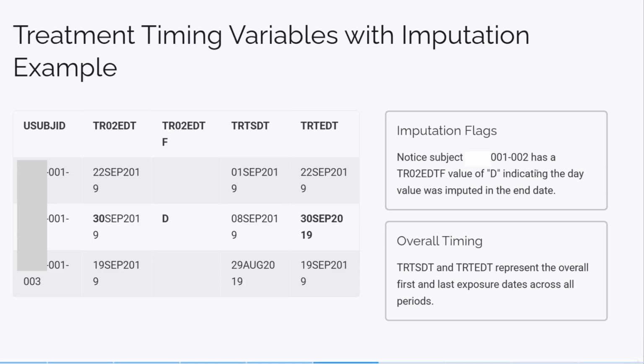So notice, overall timing represents the overall first and last exposure dates across all periods. TRTEDT will be the final one, and TRTSDT will be the start date of the first period. So this is the difference between these. TR01SDT is different, TR02SDT is different, TRTSDT is different. So these are the overall exposure dates across all periods.